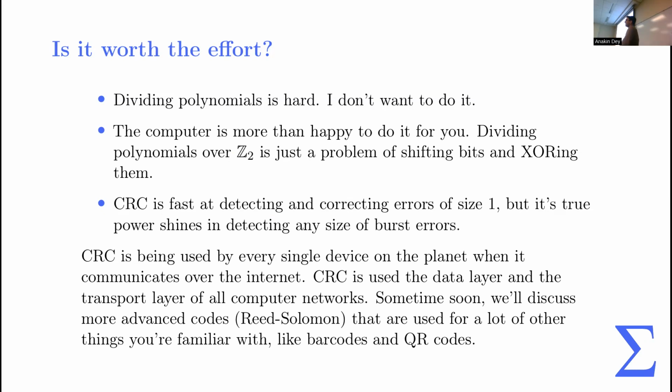Sometime soon, next week, or no, we'll discuss more advanced codes that show up in things that we interact with as people, not just necessarily the computer, specifically barcodes and QR codes, which are Reed-Solomon codes. And these are, I think, the most famous type of code just because they're better than Hamming codes. They're just ideal.